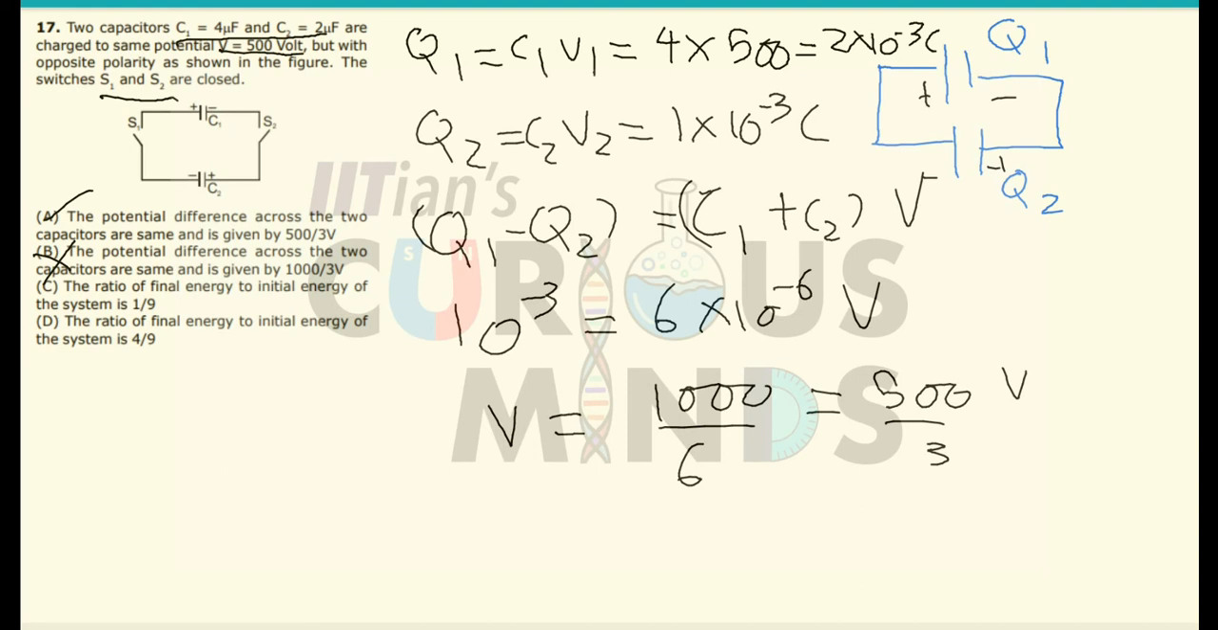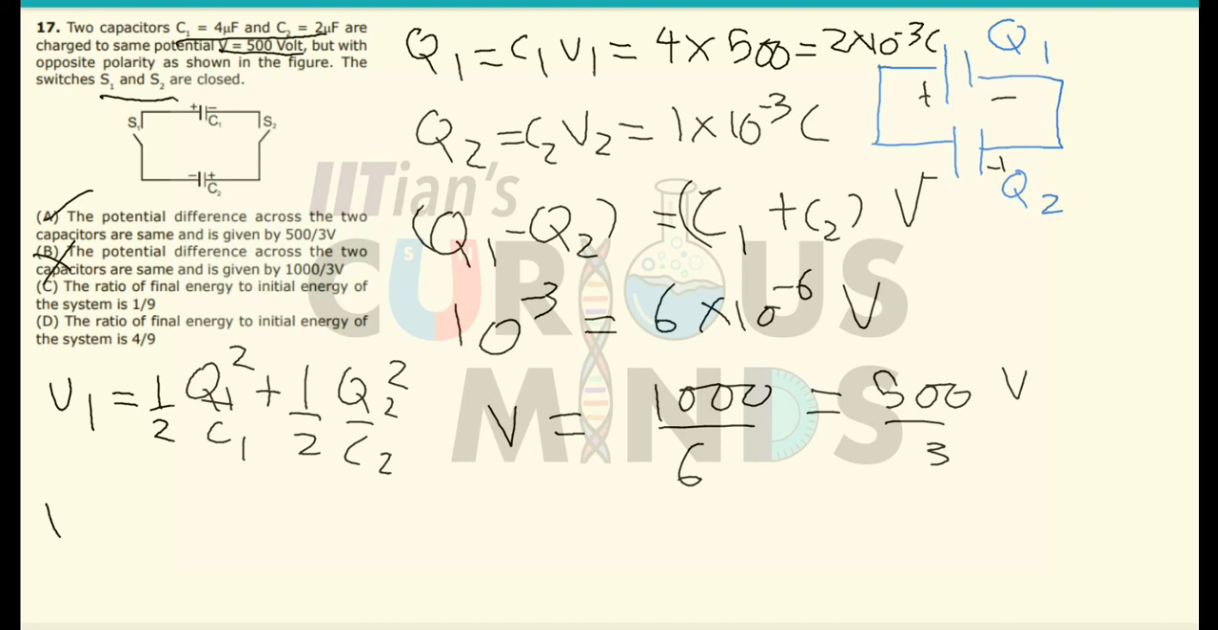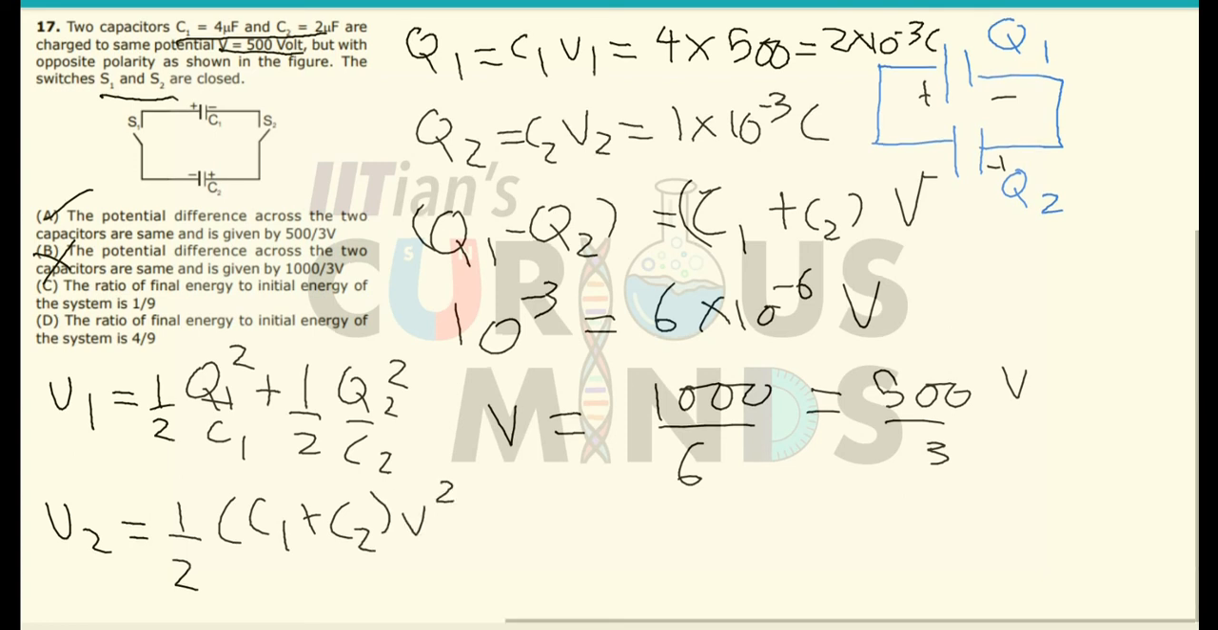The second thing we have to find out is the loss of energy, or the ratio of the energies. The initial energy in the first case will be equal to half Q1 square divided by C1 plus half Q2 square divided by C2, and the final energy can be written as half into C1 plus C2 into V square, where V is the common potential. We have to find the ratio of the final to the initial energy.